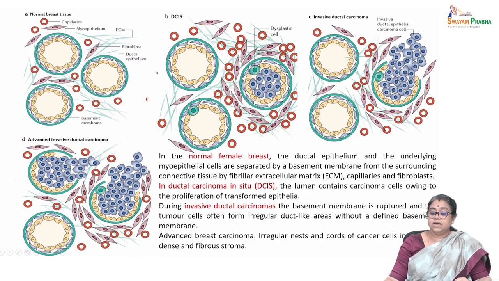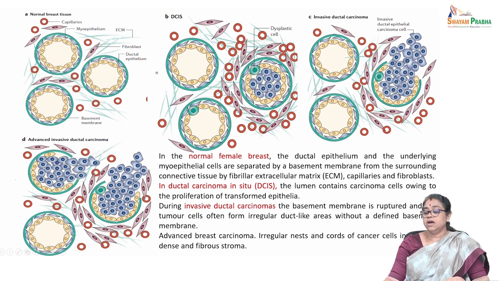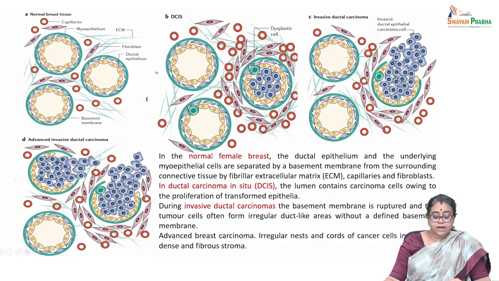And then in invasive ductal carcinoma, you see that there is a breach of the basement membrane, and these cancer cells have entered through the basement membrane into the stroma. So there is a breach of the epithelium here, and this is what is called invasive ductal epithelial cells in the stroma. Again, you see that the blood vessels are also increased in number. But then in case of an advanced cancer, what happens?